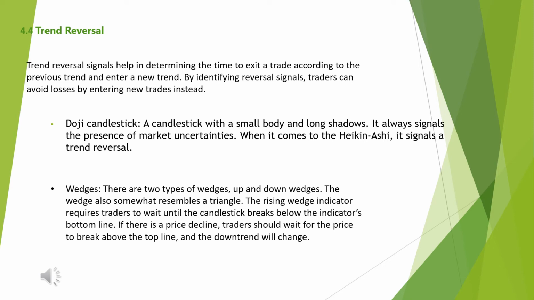There are two types of wedges, up and down wedges. The wedge also somewhat resembles a triangle. The rising wedge indicator requires traders to wait until the candlestick breaks below the indicator's bottom line. If there is a price decline, traders should wait for the price to break above the top line, and the downtrend will change.